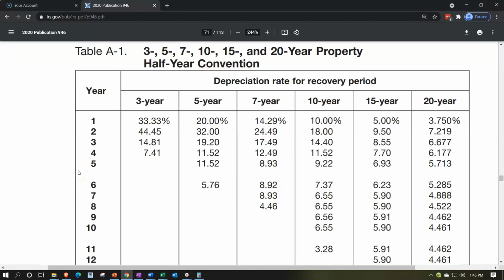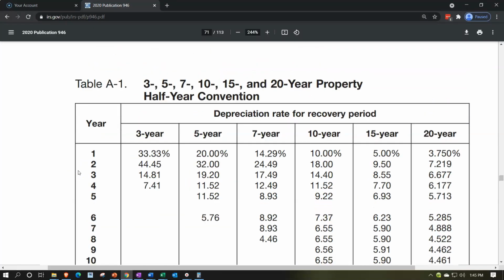Remember that depreciation can be quite complex and can change from year to year. You can look at Publication 946, which you can find on the IRS website. Go to irs.gov, Publication 946. Look that up. We're down here in Table A-1, and we're looking into the 5-year MACRS depreciation.